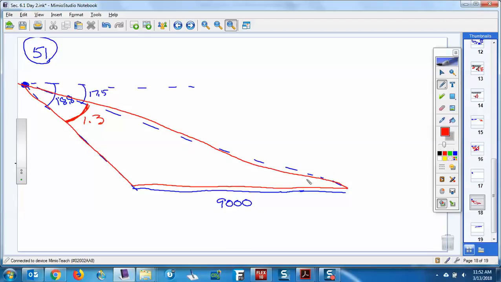Alternate interior. This angle down here is what? This angle down here is 17.5. You got the 17.5 up here, and that's alternate interior to the 17.5 down here. So now you have angle, angle, you can get this angle, which I don't even think they care about, and then you got the 9,000 right here. So then they have several questions, okay, and then you could go from there.